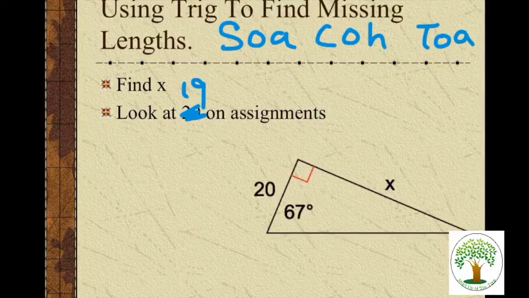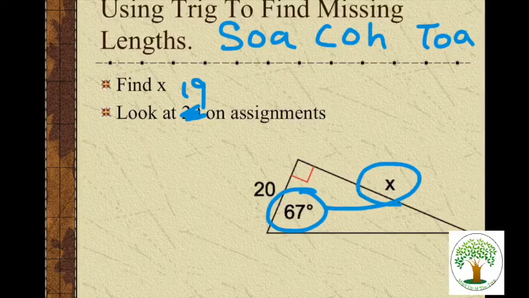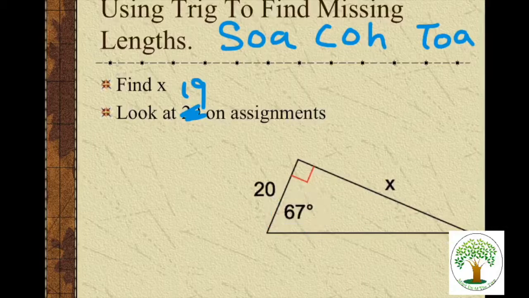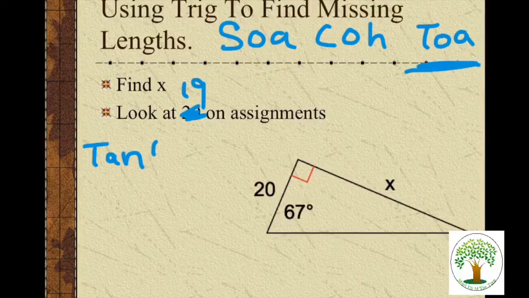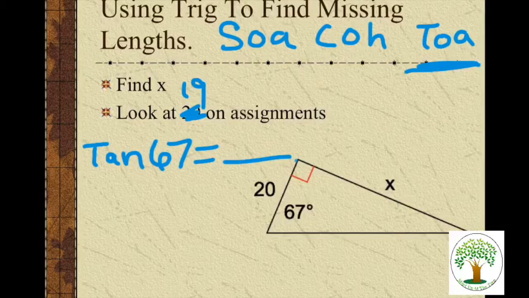What do you think? We're doing this one, and is this the adjacent over here, or the hypotenuse, or the opposite? Opposite, and then the 20 is the adjacent. So opposite and adjacent is tangent. So we're going to do tangent. And we always write an angle measure, so 67. And what over what?